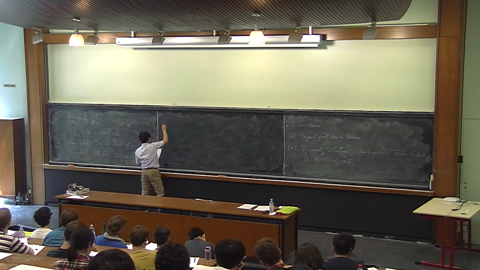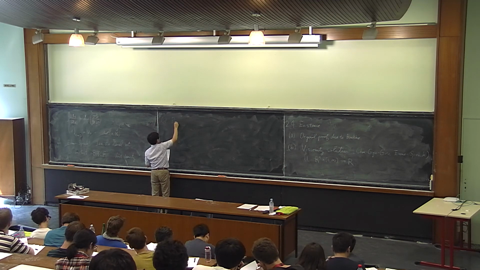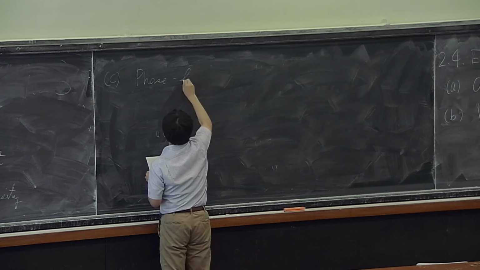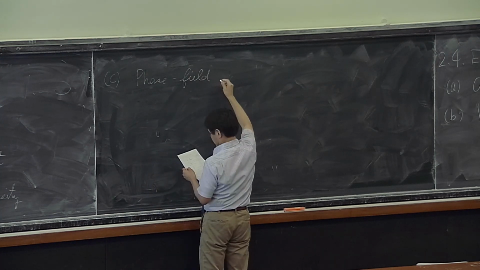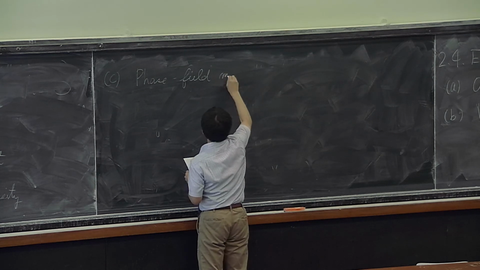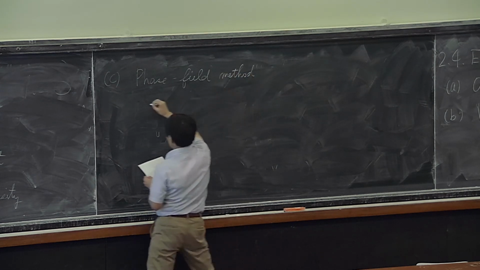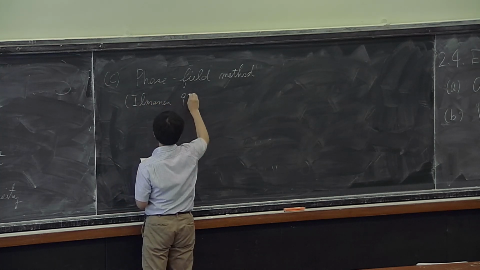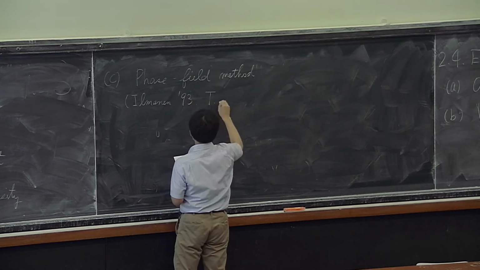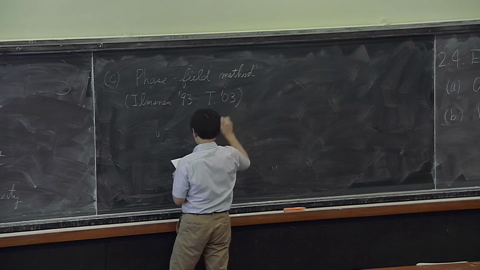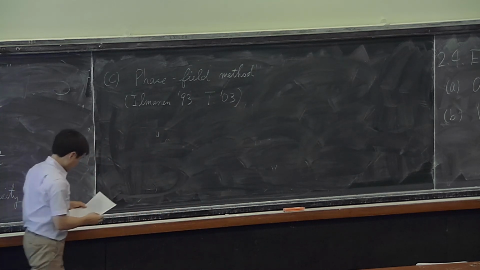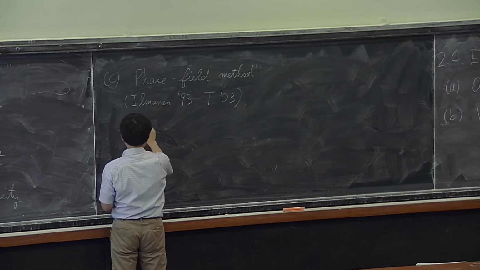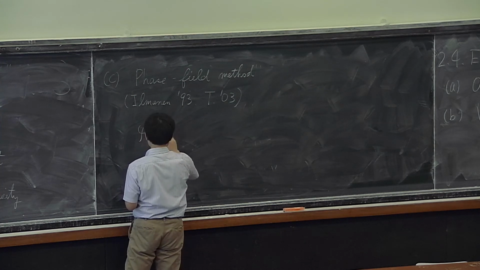Okay, and the others. So maybe I should have put B. So the C is the so-called phase field method or reaction diffusion method, which I'm going to talk a little bit about in the third and in the fourth and fifth lecture. So this one is due to Ilmanen, maybe I should write this '93, and also I did a bit of that part, so '03. So this is the approach where I'm going to talk about this more in detail later. But you consider this so-called phase function.